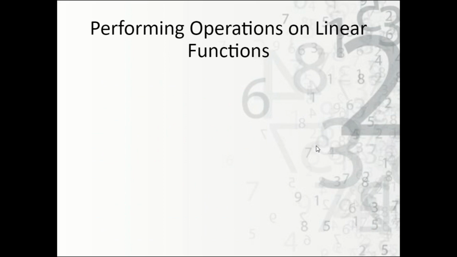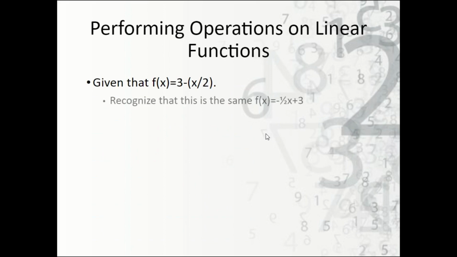Now, how do we perform operations on linear functions? So let's say that f of x is equal to 3 minus x over 2. So we can rewrite that in slope-intercept form. So that's f of x is equal to negative 1/2 x plus 3.